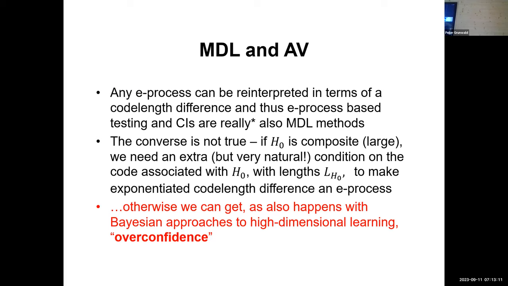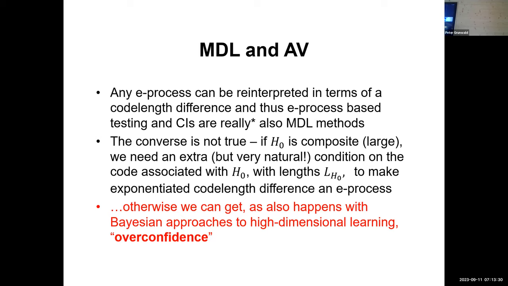If I do the MDL thing, and the null is not simple, so the null itself has many parameters, and I do this exponentiation, then I don't always get an E-process. I'm only guaranteed to get it if the null is simple, which is a very strong restriction. Even in the t-test, the null is not simple.